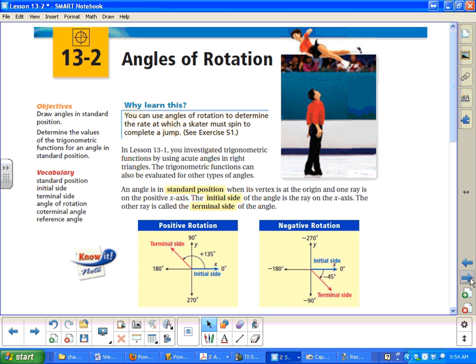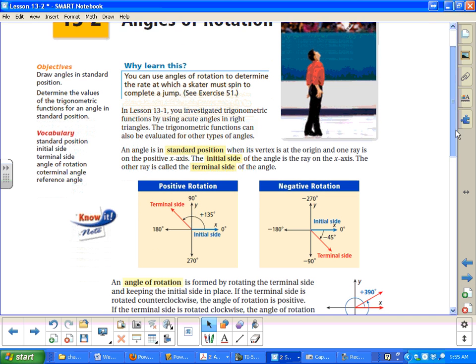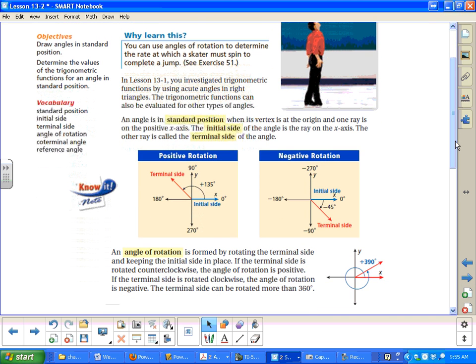Okay, lesson 13-2 is about angles of rotation. We're going to talk specifically about angles on the coordinate plane, what happens with angles, and rotating them around the coordinate plane. And then we're going to talk about how that relates to our trig functions also. In lesson 13-1, we investigated trigonometric functions using acute angles and right triangles. The trigonometric functions can also be evaluated for other types of angles. And these are very important that you understand these and pay attention to how these work.